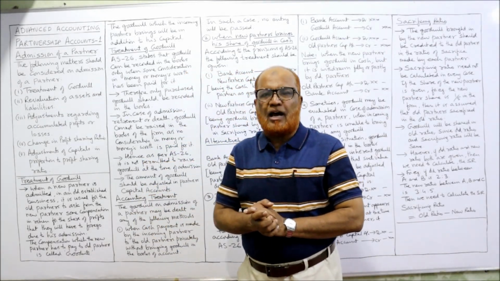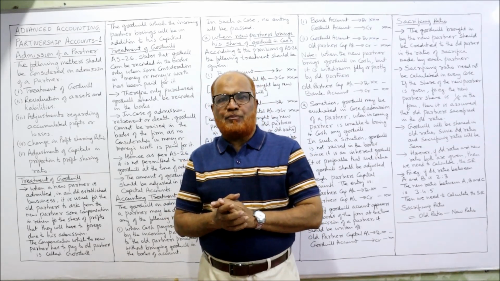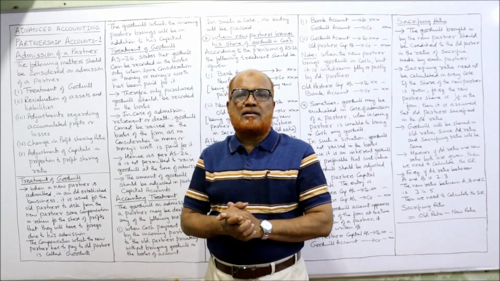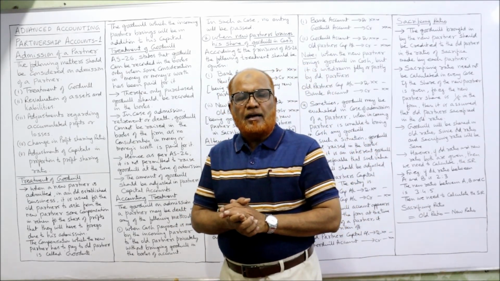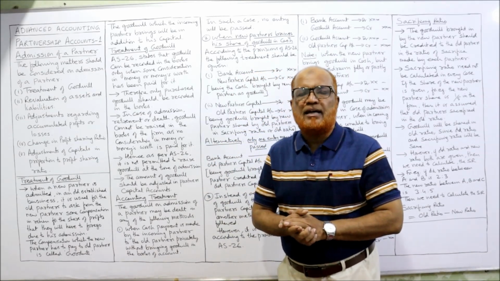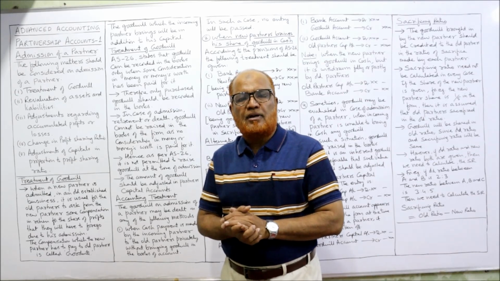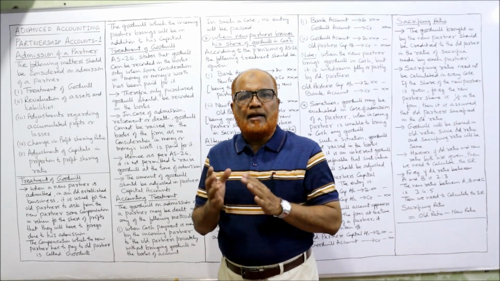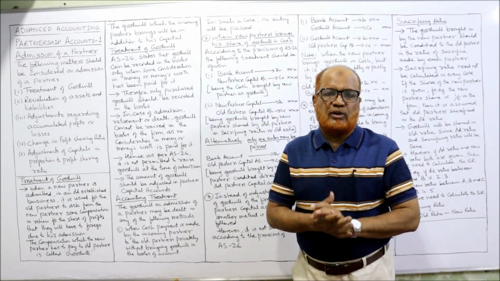I am Hasham. In the last video I explained the meaning of the term partnership, the features of partnership, what provisions of the Partnership Act will apply when the partnership deed is silent, and the different methods of maintaining capital accounts, fixed capital and fluctuating capital, how to make the profit and loss appropriation account, and interest on drawings. These are the topics I already covered in the last video.